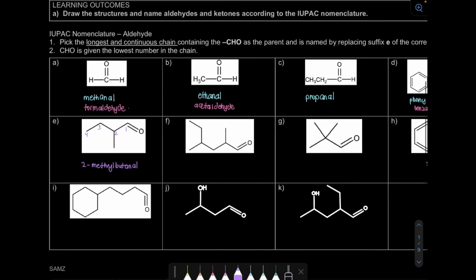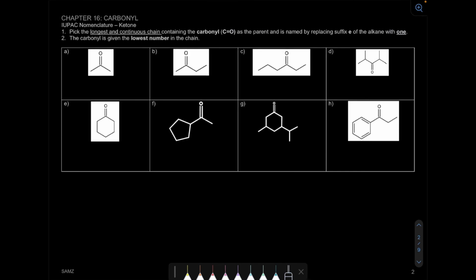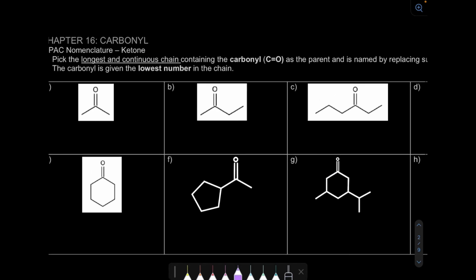Okay, examples I, J and K, I believe you could do it yourself. Now let's look at the case of ketone. Again, what's the difference between aldehyde and ketone? For ketone, of course, it is C double bond O.